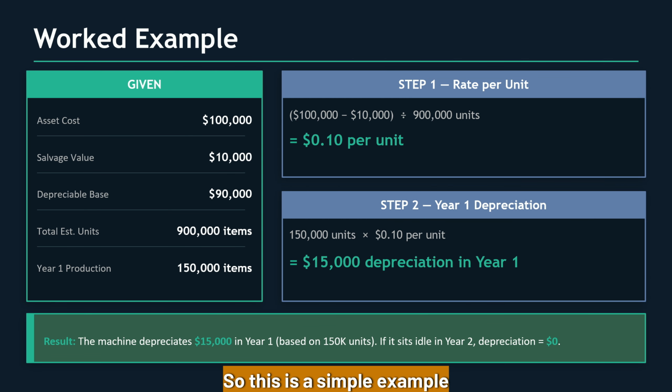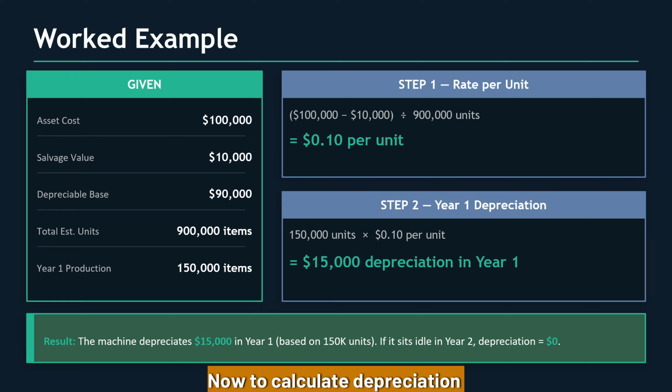So this is a simple example. Here the asset cost is $100,000. The salvage value is $10,000. The depreciation base would be $90,000. And the total estimated units from this particular asset is 900,000 items, and year 1 production is 150,000 items. So step 1 would be to calculate the rate per unit. That would be $100,000 minus $10,000 divided by 900,000 units, which is the total estimated units. So the rate per unit would be 10 cents, or $0.10 per unit.